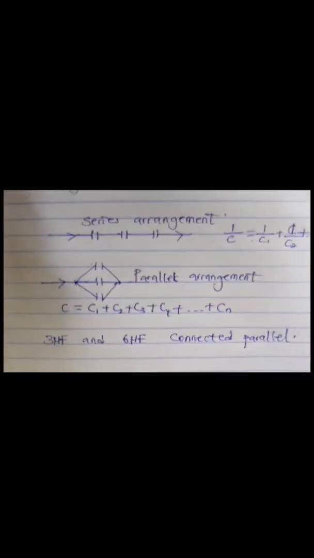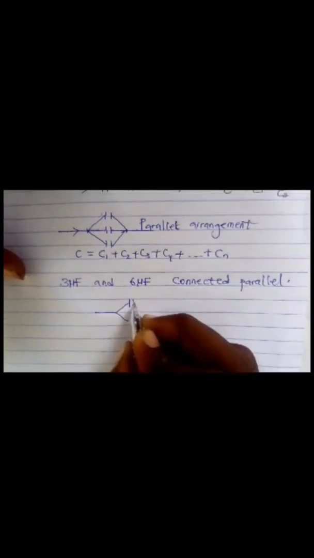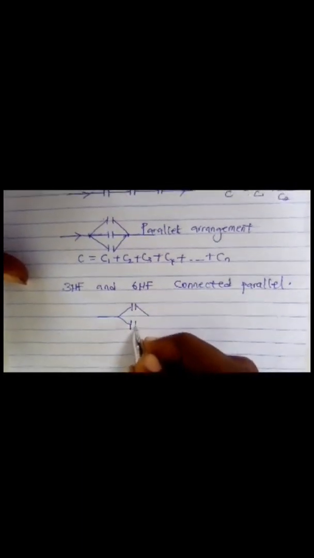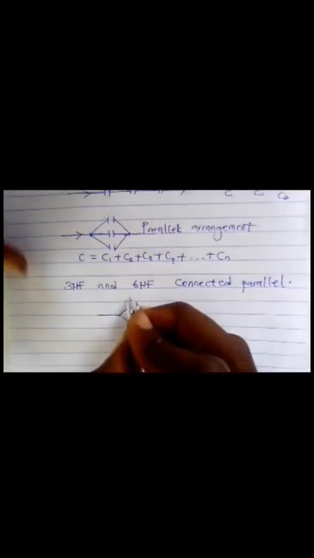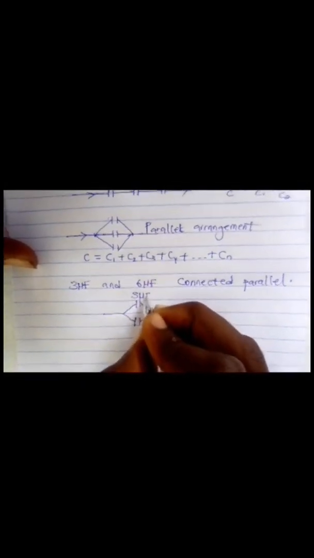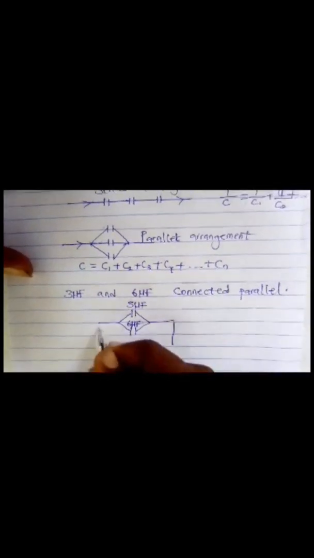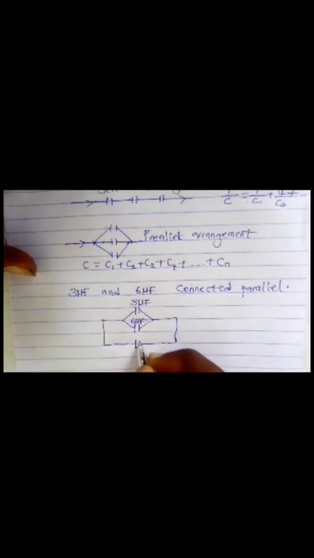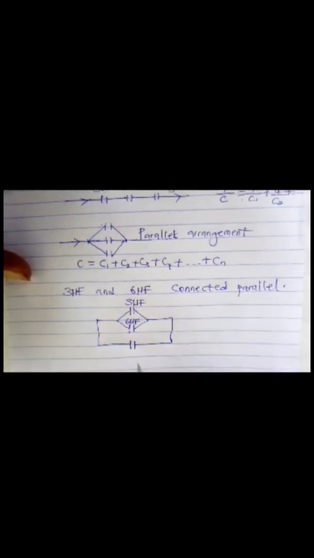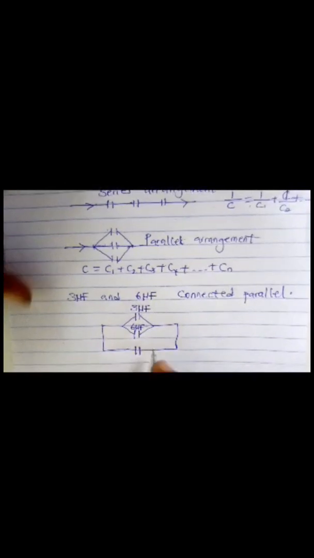Then what you have to do now is draw. Let me represent our question with this diagram. These are the two capacitors and they are connected in parallel. This is 3 microfarad and here is 6 microfarad. Then we are told to calculate the equivalent capacitance. Please make sure that the two lines must be equal.